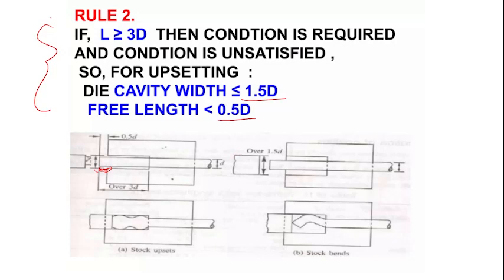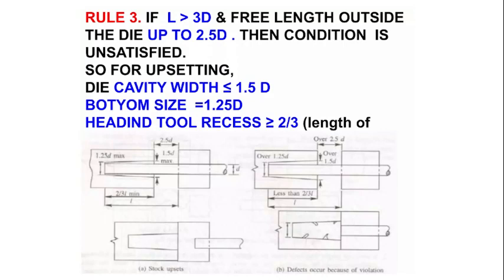Then this is the third rule. Suppose your first rule is not satisfied, and your second rule is also not satisfied, then you have to use a heading tool and one more kind of attachment, and these conditions are formed. Mostly they will never ask questions from rule 3, but rule 1 and rule 2 you should know.